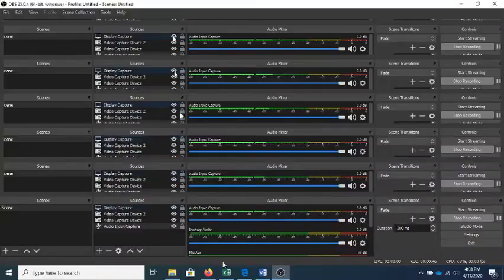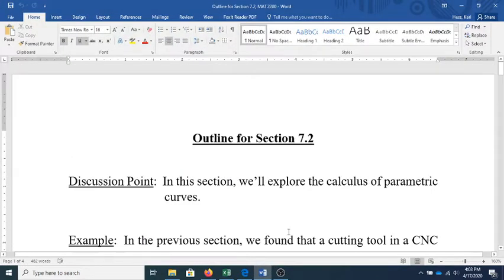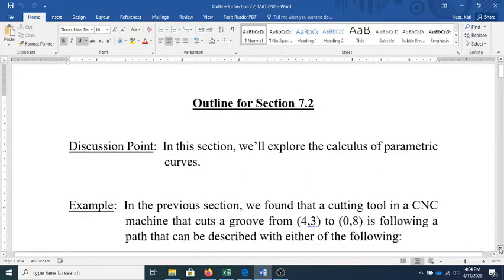So, let's go ahead and have a look at our outline. Okay, outline for section 7.2. In this section, we'll explore the calculus of parametric curves.